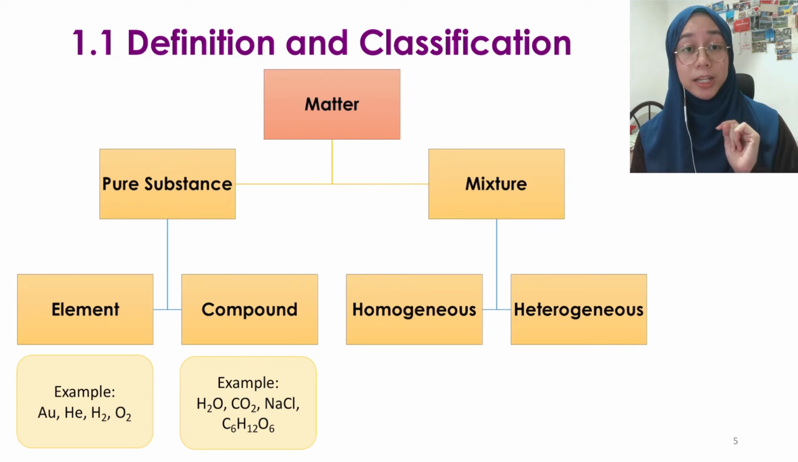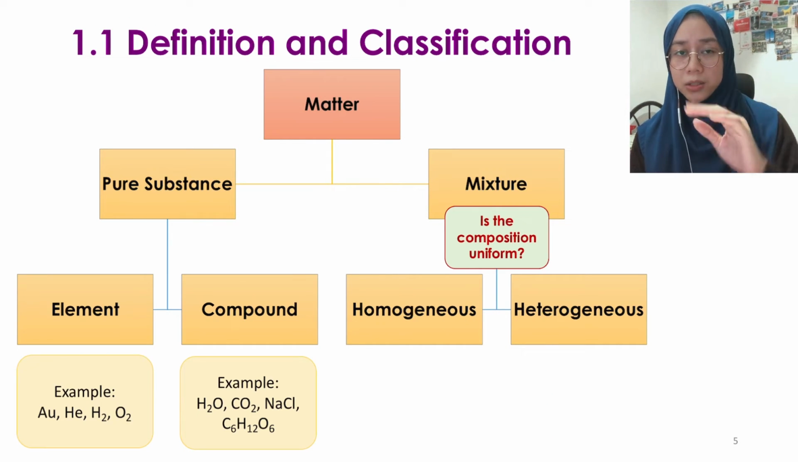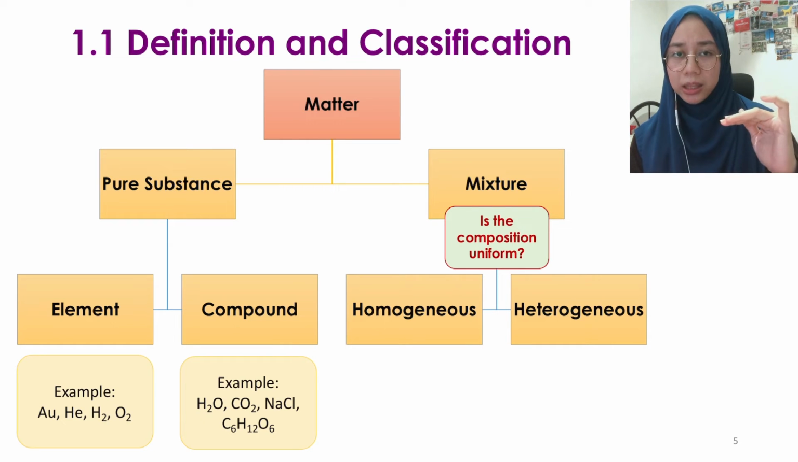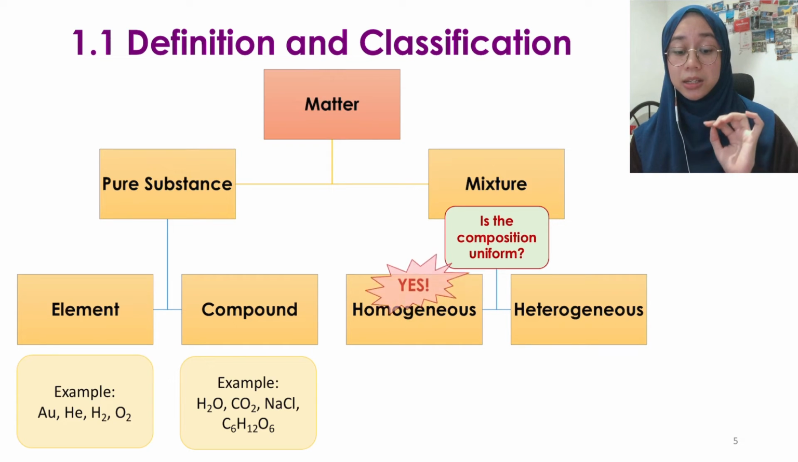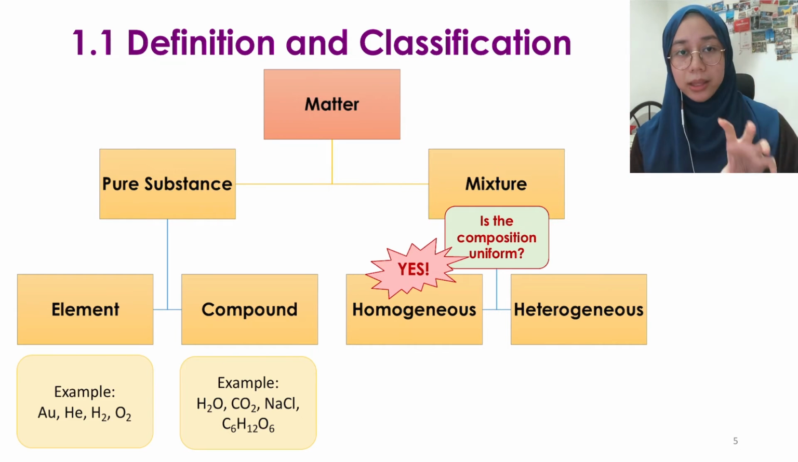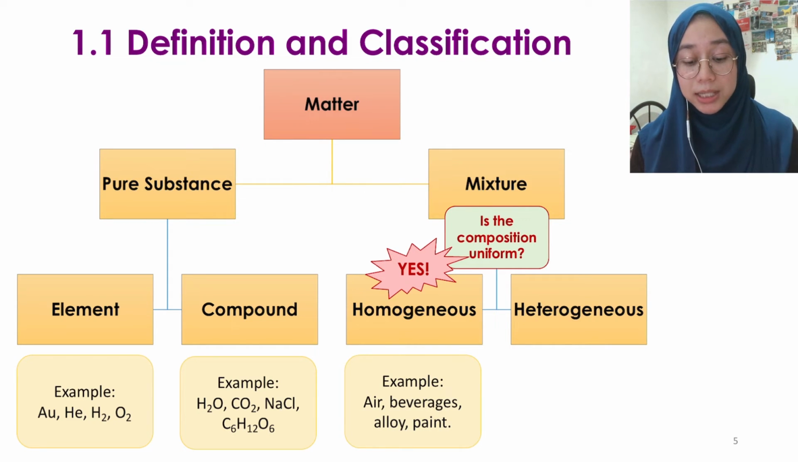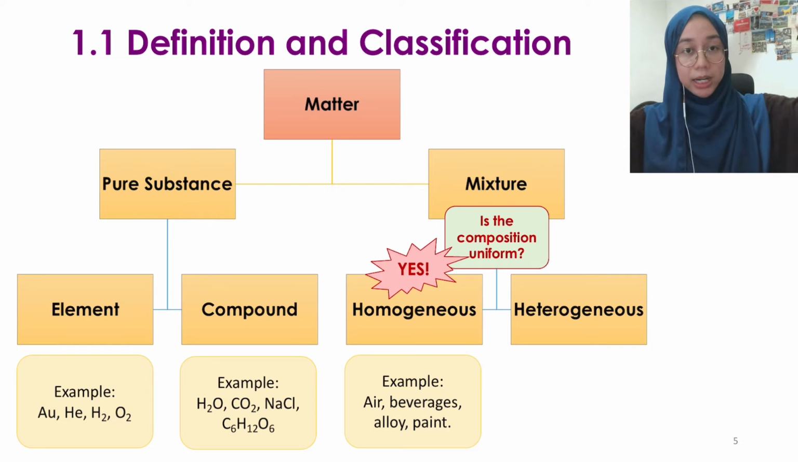Okay, so that's why soalan yang kita akan tanya adalah, is the composition uniform? So if you can't distinguish anything, but you know that ada macam-macam substance dalam tu, therefore that is homogeneous. Okay, however, if you can actually distinguish so many things inside the mixture, therefore that is considered as heterogeneous. So for example, untuk homogeneous kat sini adalah macam air kita, udara kita ni.